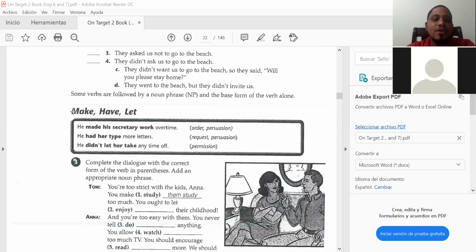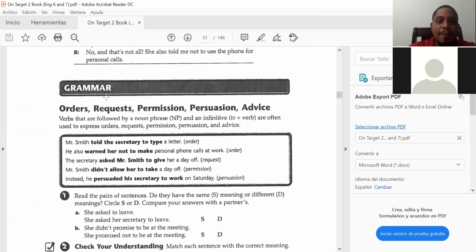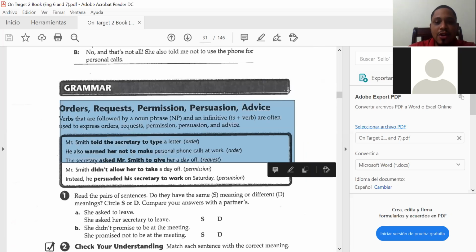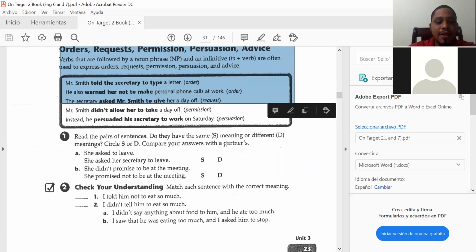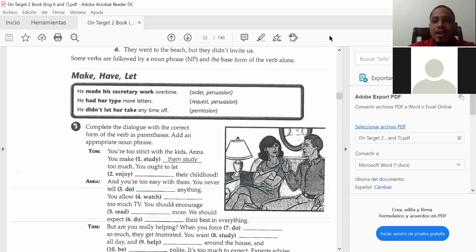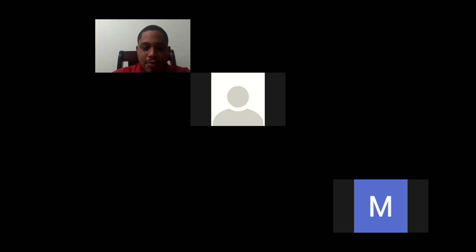And I'm gonna focus on these verbs, make, have, let, and also convince. That's in the first part of the class. And then I'm gonna go up to this grammar. So we're gonna start with these ones. And I'm gonna show you the board, and I will explain this to you.